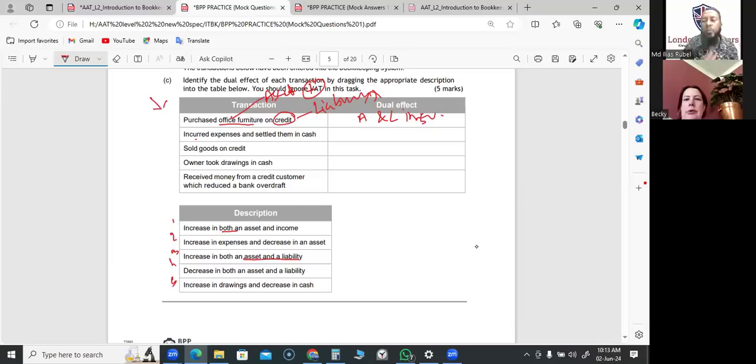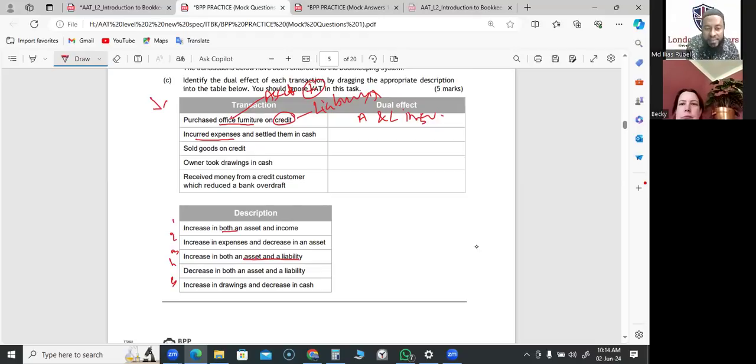Incurred expense. You always think from your business point of view, all right? Don't think from your personal point of view. Don't think from your customers' or suppliers' point of view. No, you think from your point of view. You're the accountant of that company, that business. You're doing accounting for them. Think from that point of view.